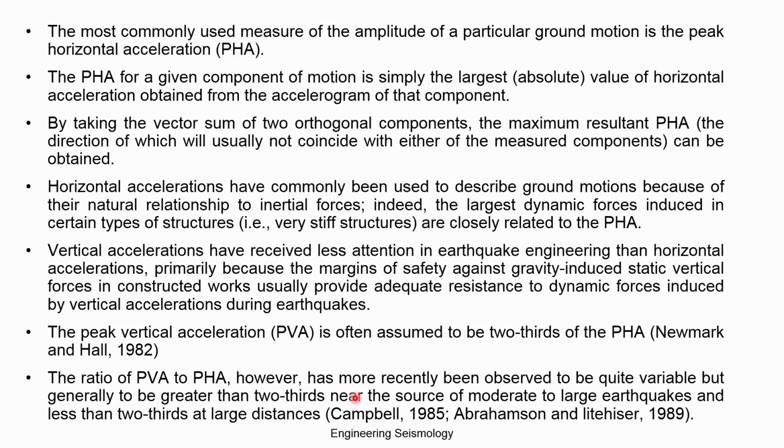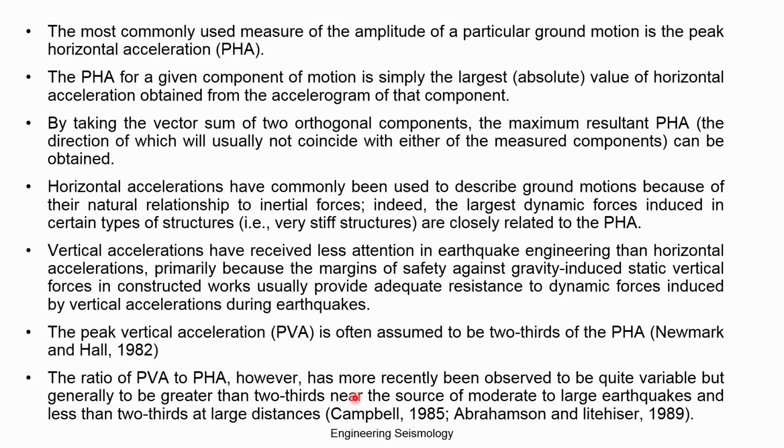The vertical acceleration has received less attention in earthquake engineering than horizontal acceleration, primarily because the margin of safety against gravity-induced static vertical force in construction usually provides adequate resistance to the dynamic force induced by vertical acceleration during an earthquake. So the peak vertical acceleration is often assumed to be 2/3 of the peak horizontal acceleration, which was suggested by Newmark and others in 1982. But now there are observations and findings that the peak vertical acceleration changes with region; it is never simply 2/3.